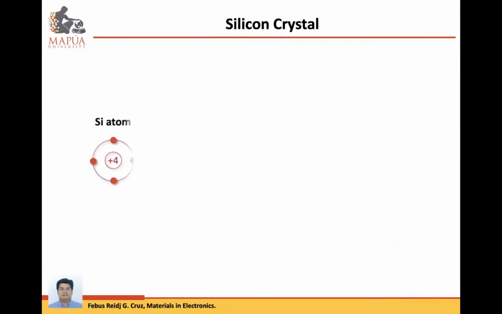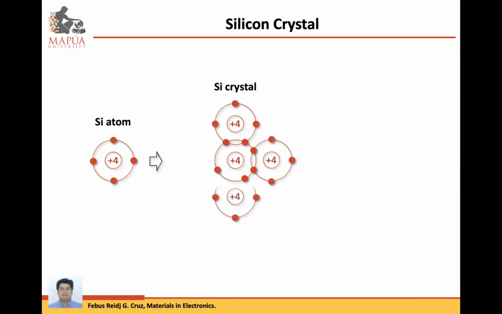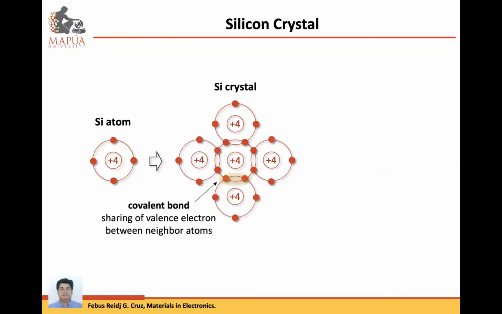Now for the silicon crystal, so if you have a silicon atom, and then in a crystal, it means that you have thousands or even millions of silicon atoms. So when you say crystal, this is the material comprised of many silicon atoms. And for the silicon crystal, the silicon atoms exhibit what we call covalent bonding. So each of the silicon atom will share its valence electron with its neighbor atom. So the single silicon atom with 4 valence electrons will share each of its valence with 4 other neighboring atoms.